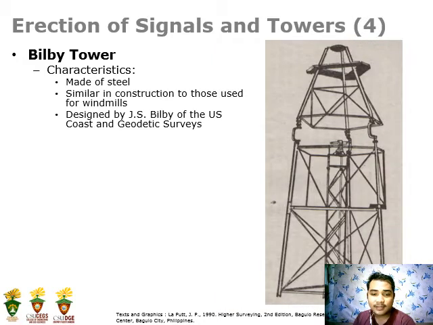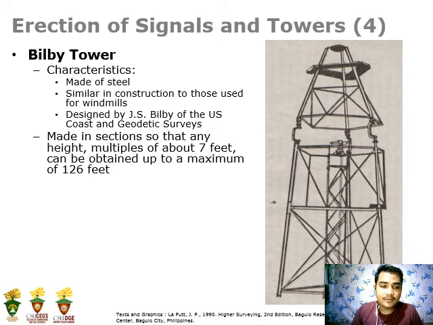Next is the Bilby tower. The characteristic of the Bilby tower is that it is made of steel. It is of similar construction to those used in windmills. It was designed by G.S. Bilby of the U.S. Coast and Geodetic Survey, so it is called the Bilby tower. It is made in sections so that any height in multiples of about 7 feet can be obtained, to a maximum of 126 feet.